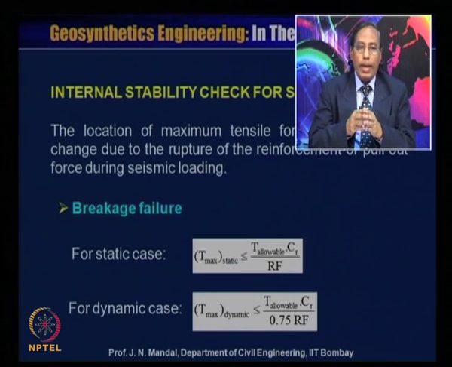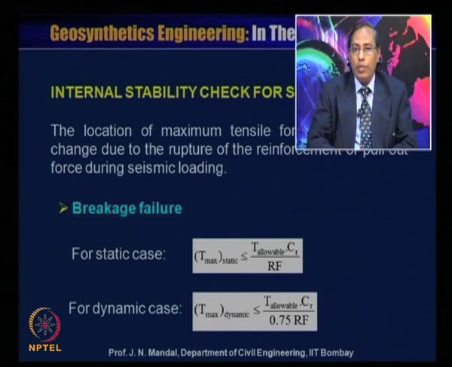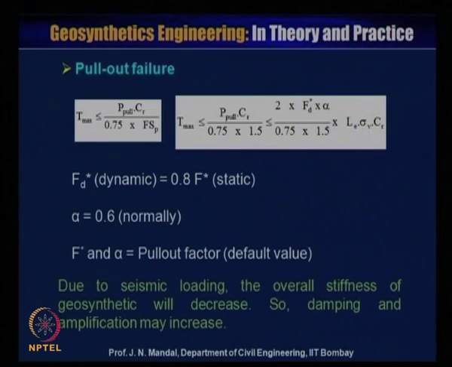So, for breakage failure, there is a possibility of failure due to the static case and also due to the dynamic case. For static case, T maximum static should be less than or equal to T allowable into CR divided by reduction factor. For dynamic case, T maximum dynamic should be less than or equal to T allowable into CR divided by 0.75 into reduction factor.